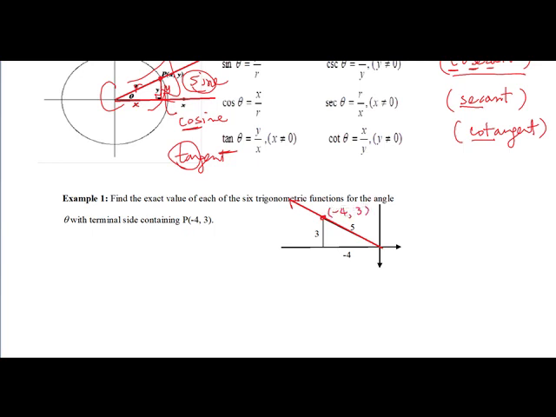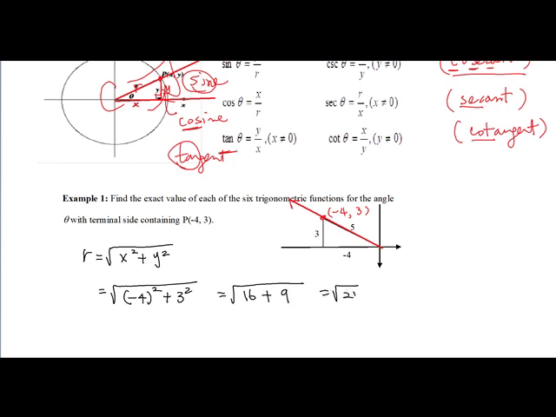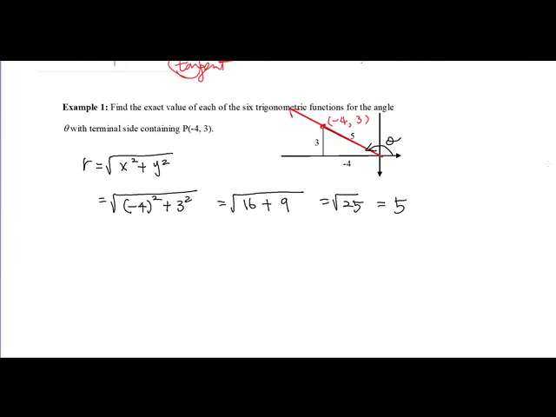Now I already provided r equals 5, but r is always the hypotenuse value by the Pythagorean theorem, the square root of x squared plus y squared. If you square a negative, it's always positive. So -4 squared is positive 16, 3 squared is 9, which gives the square root of 25, which you would simplify as 5.